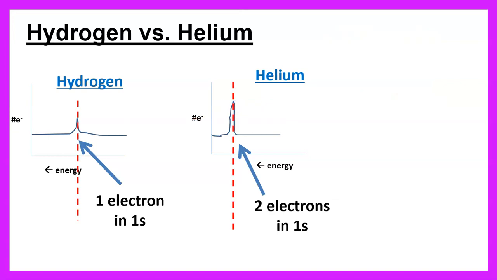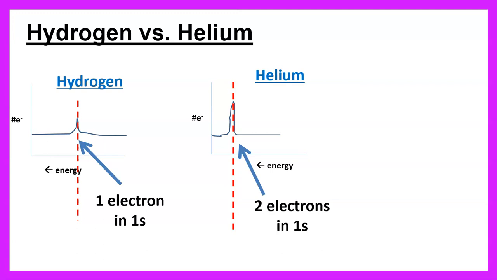You should also notice that the left to right placement of this peak is quite different. If you notice, hydrogen's peak is further to the right. Helium is further to the left. In this graph, our energy increases to the left, which means it took more energy to remove the electrons from helium than it did from hydrogen.